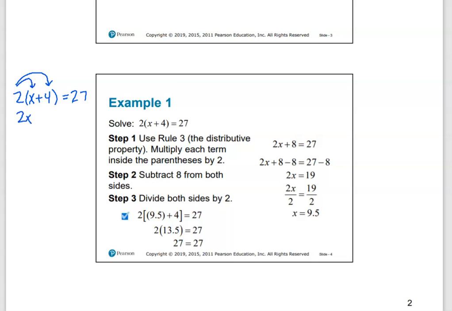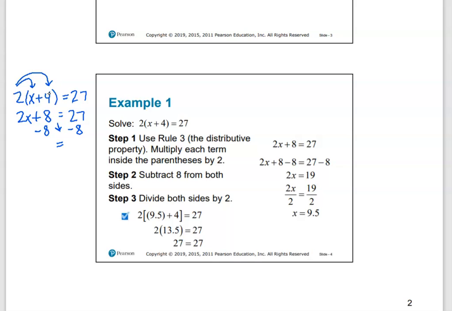So you're going to do 2 times x, which would get you 2x, and then you're going to have to multiply the 2 by the 4, which would get you a positive 8, equals 27. From there, we know that we need to go to the side with the variable on it and get rid of the thing that's not connected to the x. So we want to get rid of the plus 8, and we would do that by subtracting 8 from both sides of the equal sign.